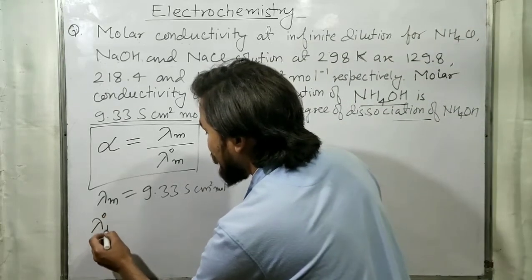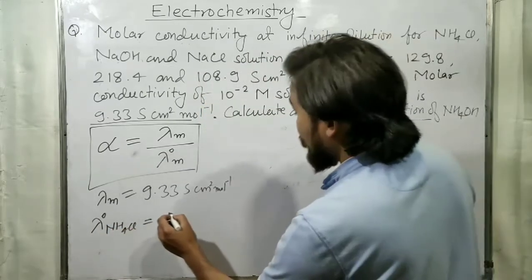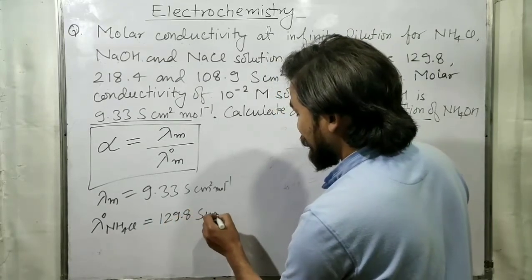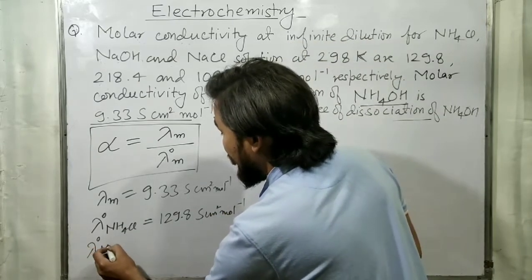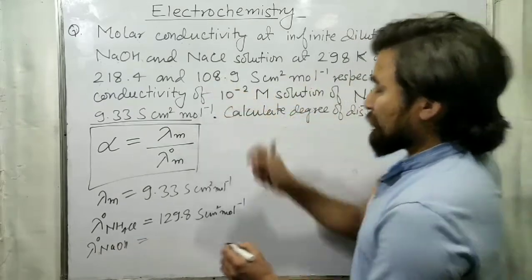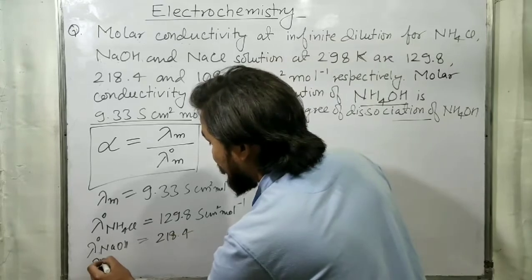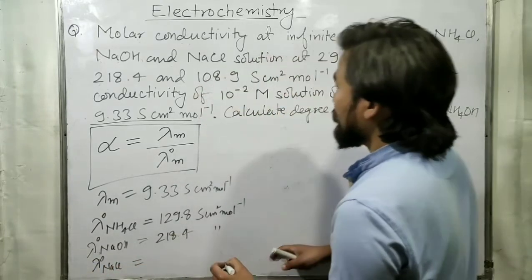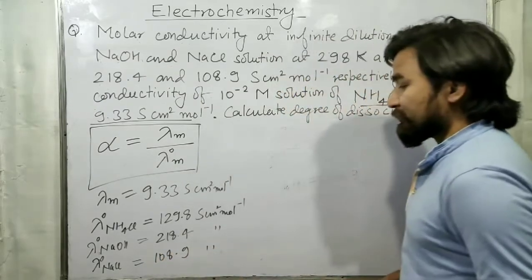So we can write lambda naught NH4Cl, that is ammonium chloride, is given, that is equal to 129.8 Siemens centimeter square per mole. Similarly, lambda naught for NaOH is also given, that is equal to 218.4, and lambda naught for NaCl is also given, that is equal to 108.9 Siemens centimeter square per mole.